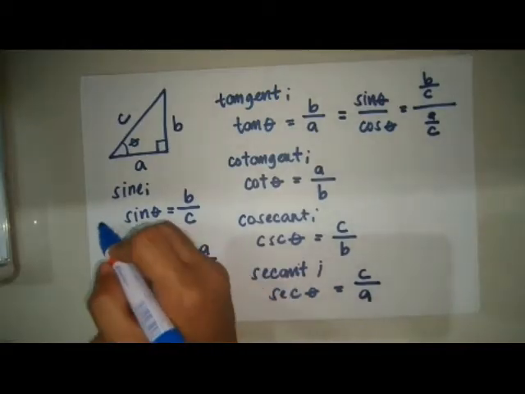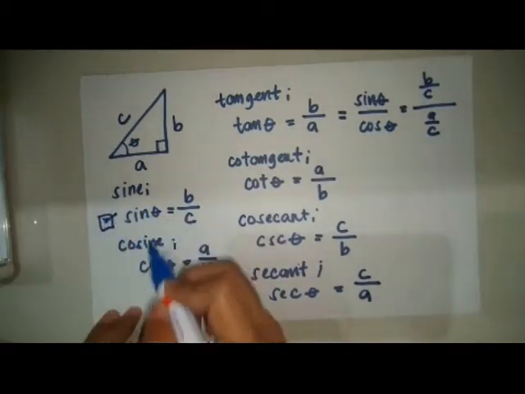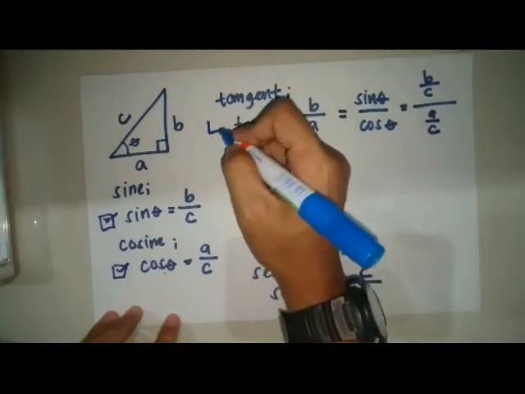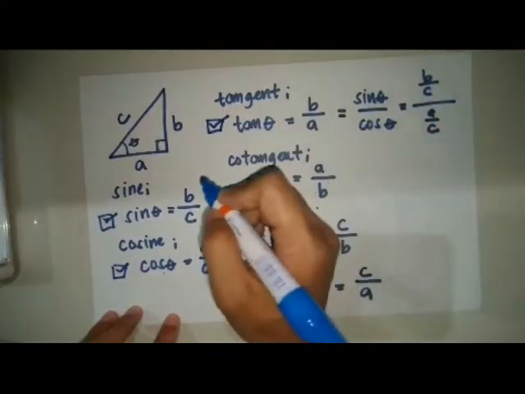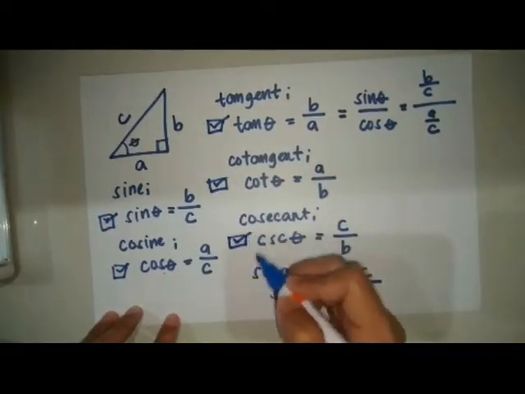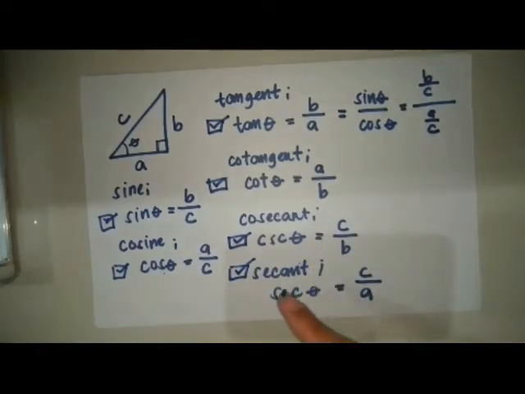So we have the sine, we have the cosine here, we have the tangent, we have the cotangent, we have the cosecant, and we have the secant. So this is very important for our problem solving.